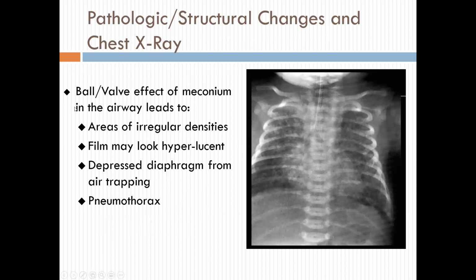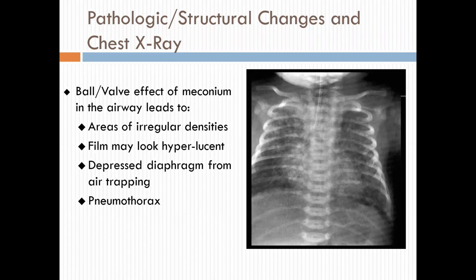I need to explain to you what the ball valve effect is. When the meconium gets into the airways, do you remember in pulmonary function, we were talking about during inspiration, the airways open up a little bit, and then on exhalation, they close a little. So on inspiration, air can get past the meconium, but on exhalation, when the airways close a little bit, it closes around the meconium and air gets trapped.